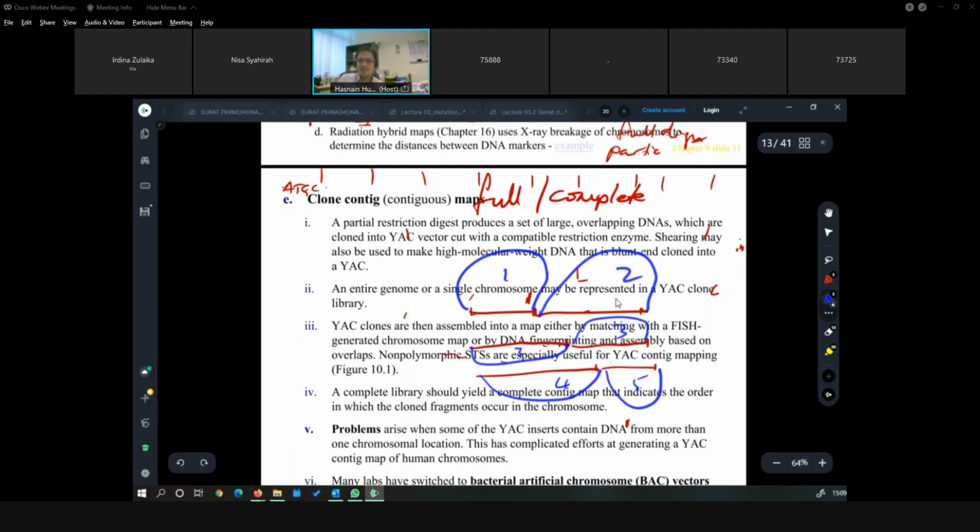So an entire genome or an entire single chromosome may be represented in a YAC clone library. So a collection of clone number one, clone two, YAC clone number two, three. Oh no, 1, 2, 3. This one 4, this one 5, this one 6. So the entire 6 YAC clones are now called a YAC clone library. Okay. I pause for a short while.